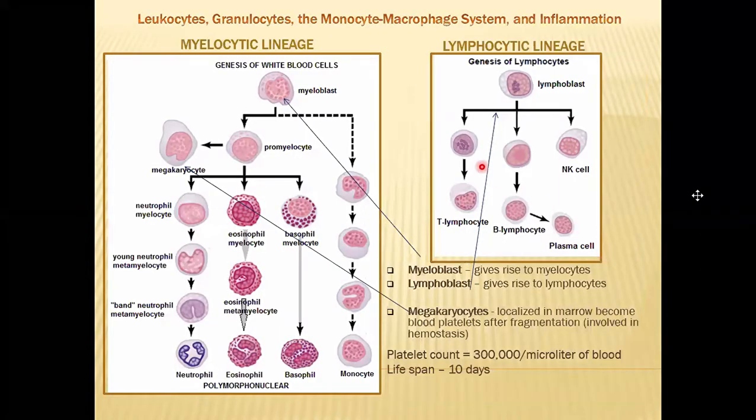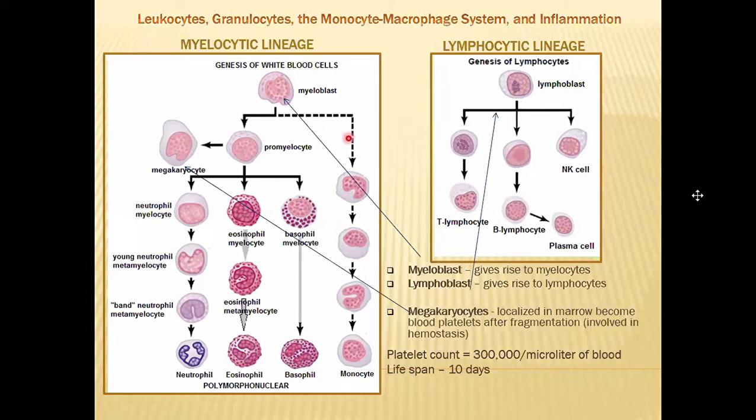So this is how they came about, where the origin. If you remember yesterday, from a pluripotent hematopoietic stem cell, that cell will differentiate into the myeloblast and the lymphoblast, and then from the myeloblast series, you will have the promyelocyte and then the megakaryocyte. The promyelocyte is the cell origin of the granulocytes: your neutrophils, the eosinophils, and the basophils.